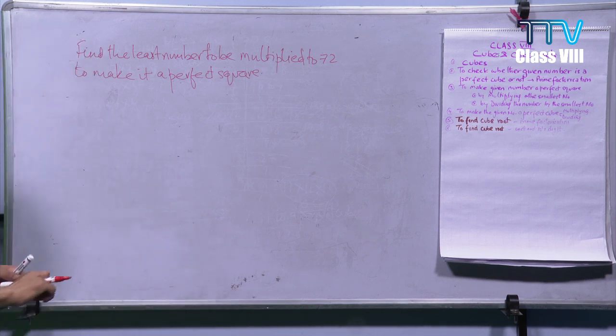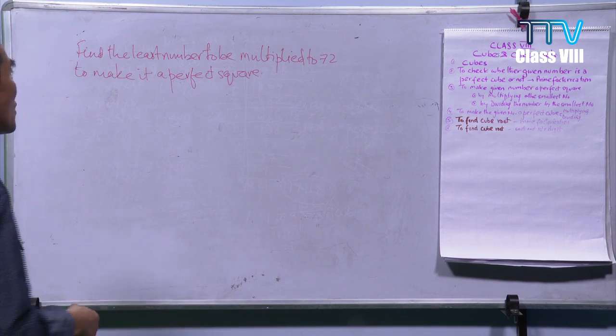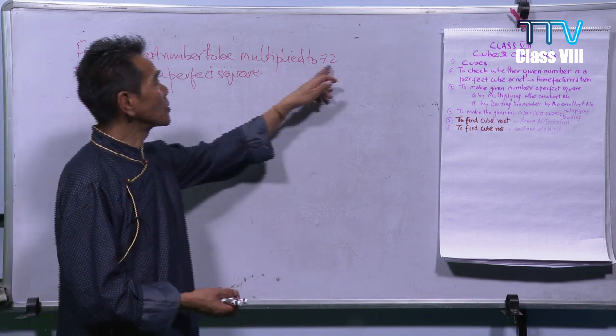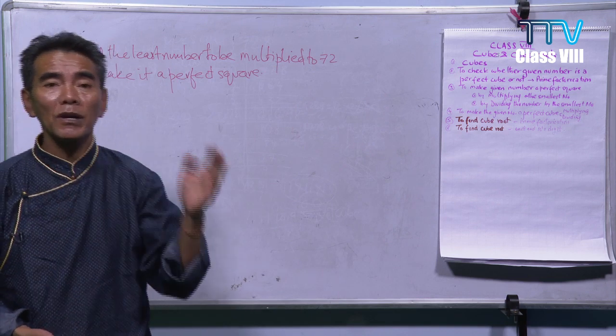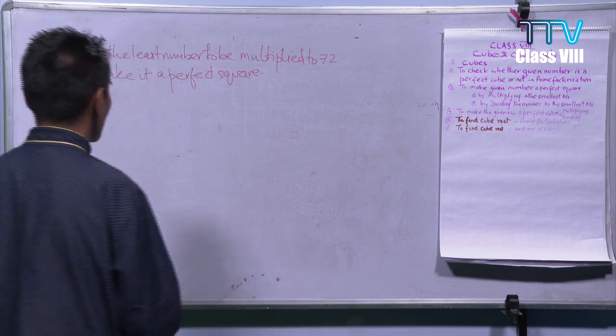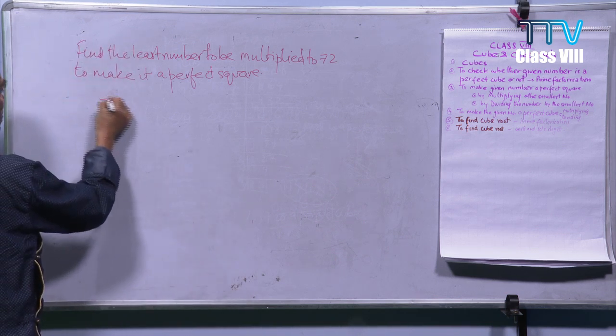Okay, find the least number to be multiplied to make it a perfect square. So as to become a perfect square, the smallest number to be multiplied, we find the prime factors.